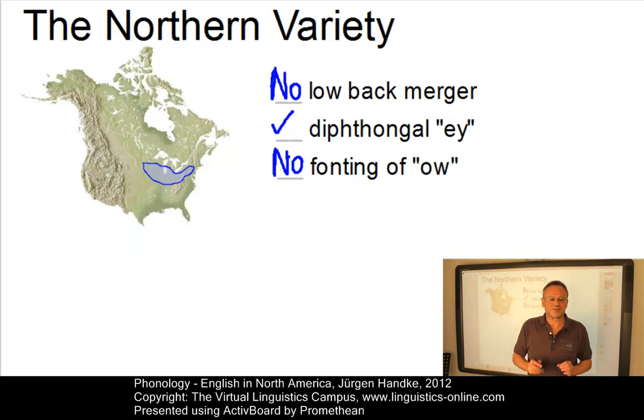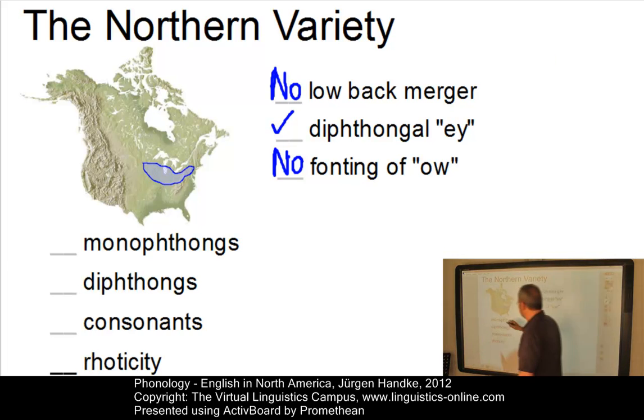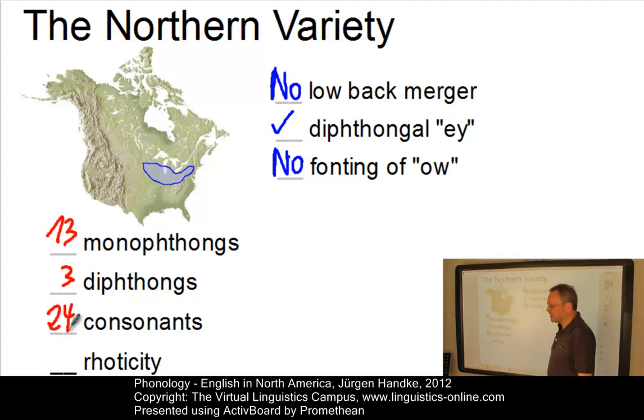In the phonological dialect spoken in the north, we can define a total of 40 phonemes. In particular, we have 13 monophthongs, 3 diphthongs, and 24 consonants.